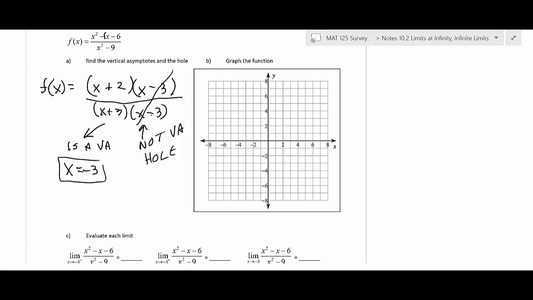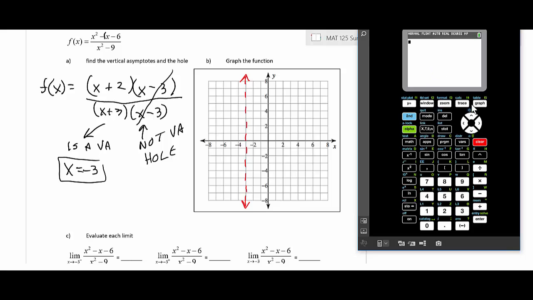Now we're going to do a graph on this on our calculator. So let's go ahead and do this. We have a vertical asymptote at x equals negative 3. So we're going to go ahead and get that drawn on there. And the next thing is, let's get our calculator out.